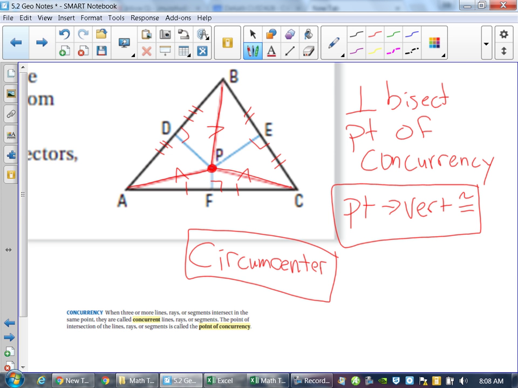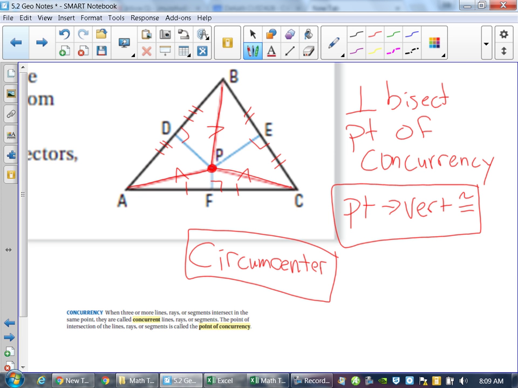Where that point of concurrency is, the specific name for it in this case is called the circumcenter. This is a point of concurrency where all those things run into each other. It just says it has a specific name. It's called that.